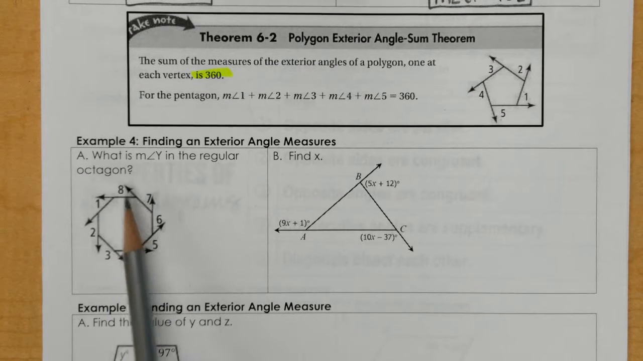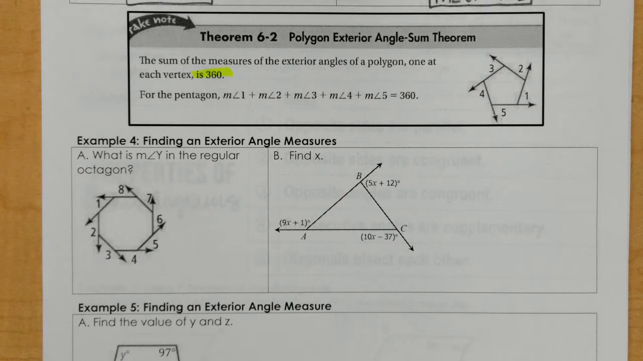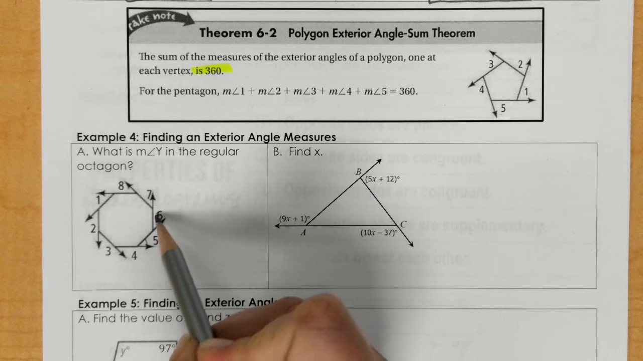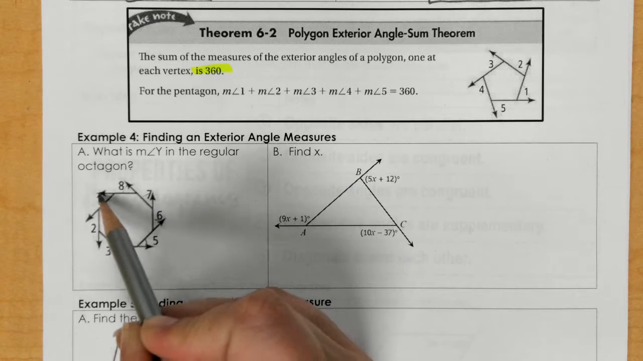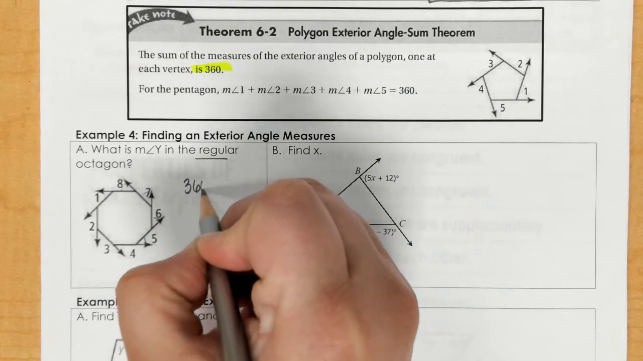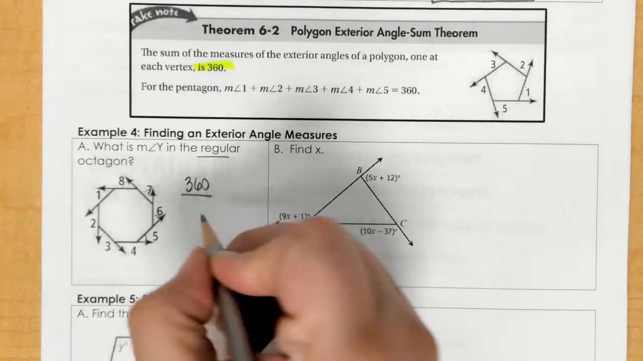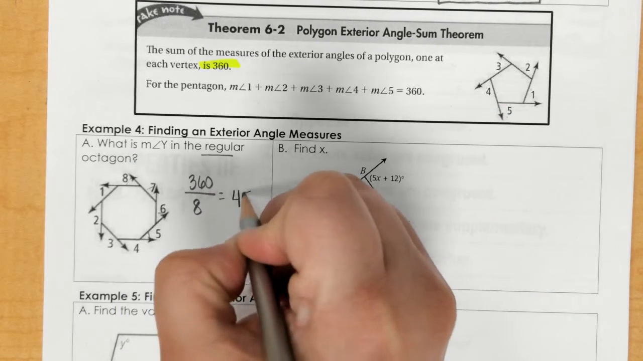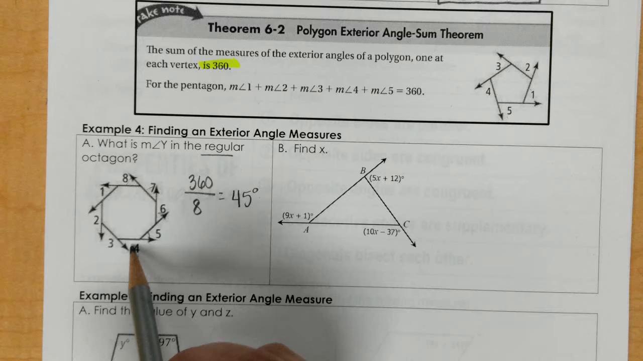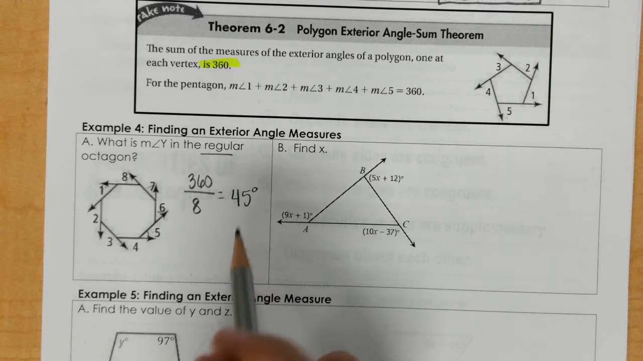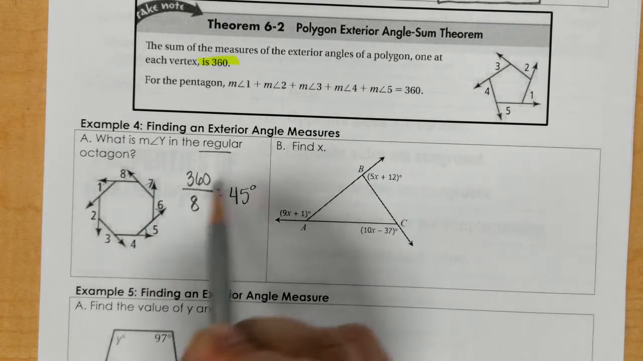So for this one, we have an octagon, 8 sides, right? So if I want to know what is the exterior angle, like what angle measure is each one of these, they're all going to be congruent because it says regular. You take 360 divided by the number of angles that you have, which is 8. And if you divide, we get 45. So this means that each one of these angles is 45 degrees. And if we took 45 times 8 angles, you would get back to 360.